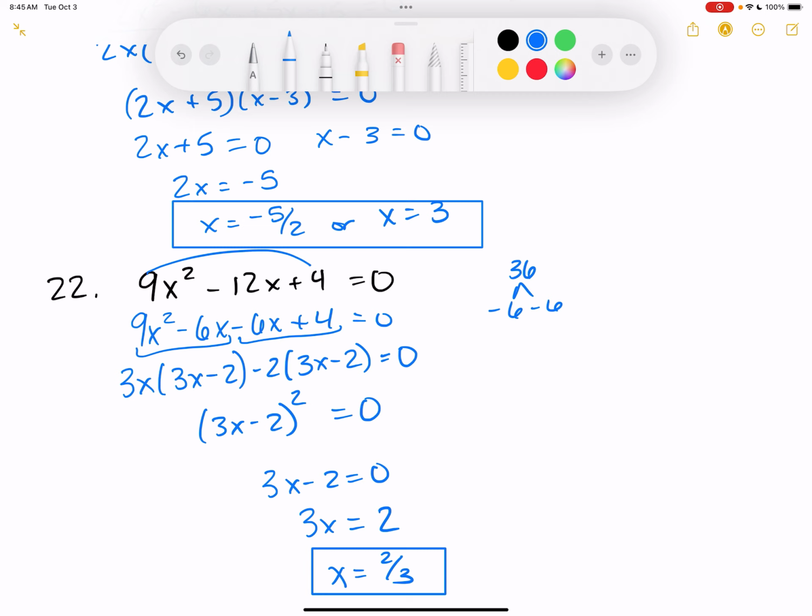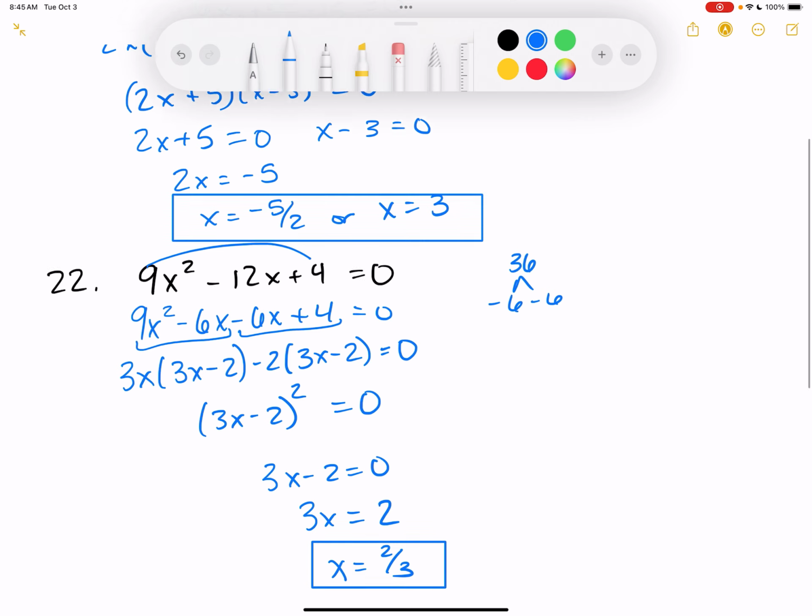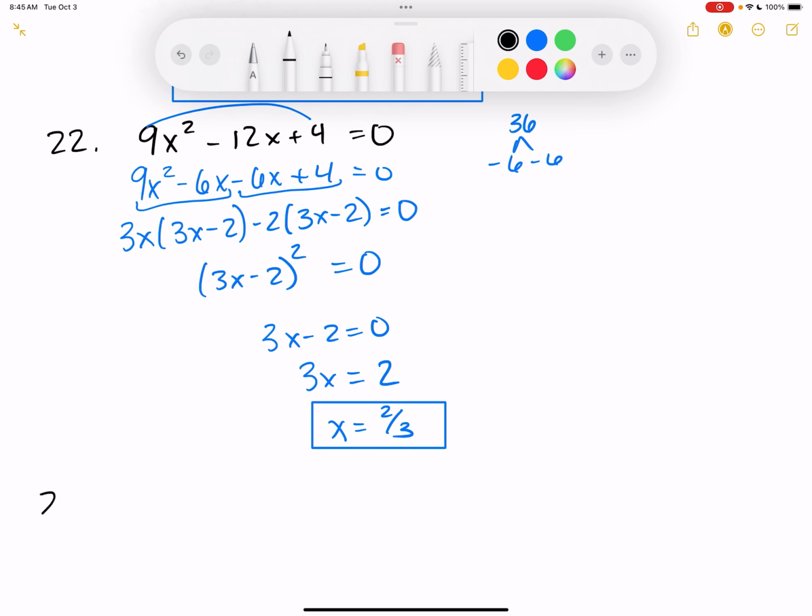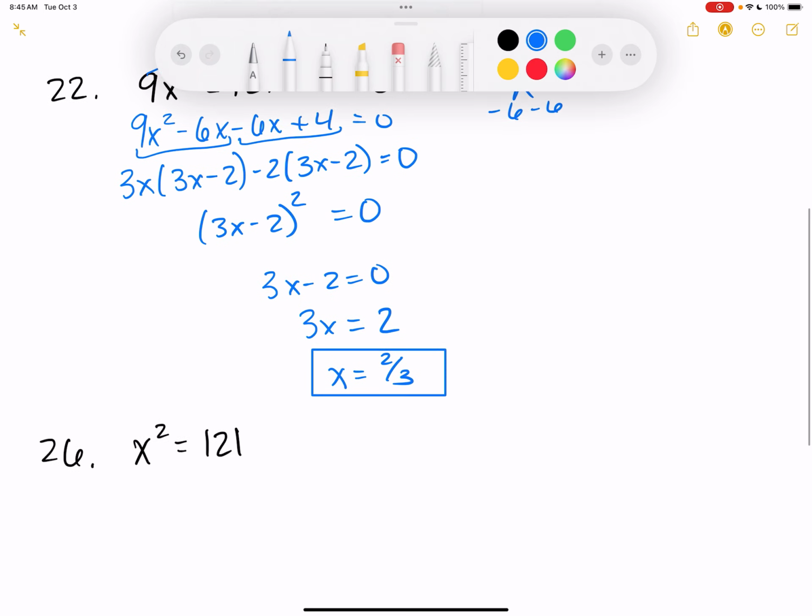All right, the next one says to solve the equation using the square root property. So remember, when we take the square root in an equation, how many answers do I have? 2. I have a positive and a negative one. So start with an easy one. Number 26, x squared is equal to 121. So if I take the square root of that, my answer would be 11 and negative 11. Yep. X equals 11 or negative 11. And if you want to just write it as plus or minus 11, that's fine too.